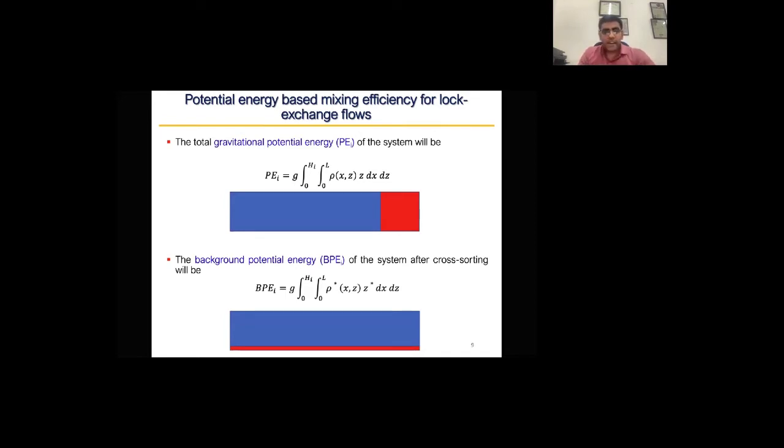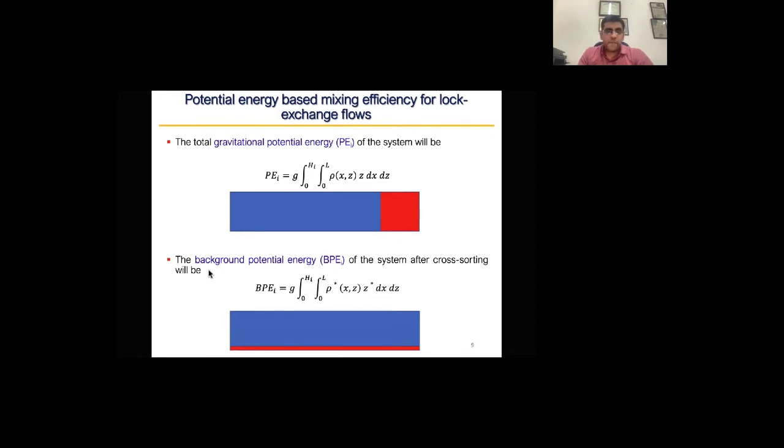Let me walk you through these two slides. This is my gravity current system, where I have the denser fluid on the right-hand side and the lighter fluid on the left-hand side. This is the initial configuration. In this initial configuration, I will have some gravitational potential energy present in the system, which can be given by your normal potential energy formula. This is not our work. This has been taken from a 1995 paper by Winters et al.